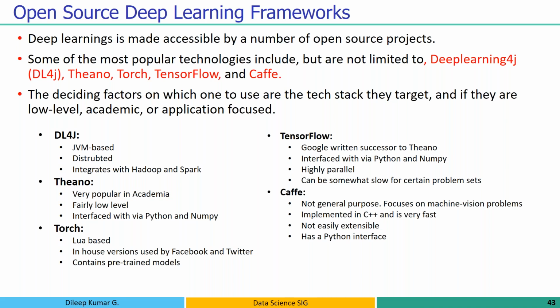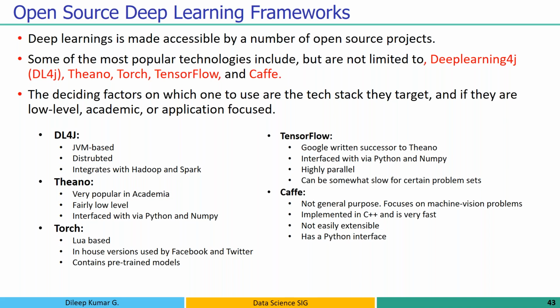And nowadays there is also a tool which runs on top of TensorFlow, that is Keras. TensorFlow is a little bit low level, and Keras runs on top of TensorFlow, so that the coding is reduced and complexity is reduced. Deeplearning4J is JVM based, Java Virtual Machine based, and it's distributed. You can integrate Deeplearning4J with Hadoop and Spark also.